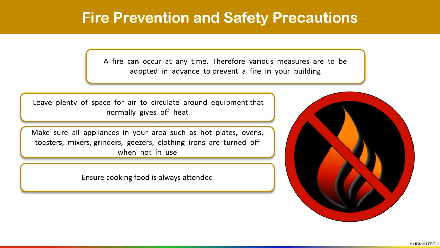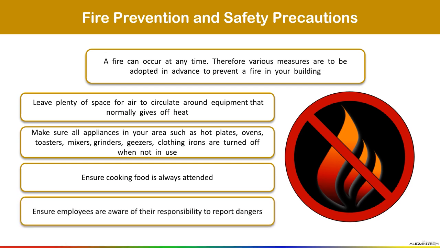Now ensure cooking food is always attended. So what safety precautions do we have to take while preparing food? For that, remember here, keep your cooking area clean and free of combustible materials. Be sure to clean up any spill or splatter of grease. Then keep a fire extinguisher readily available. Okay, so in this way you can take safety precautions for cooking food.